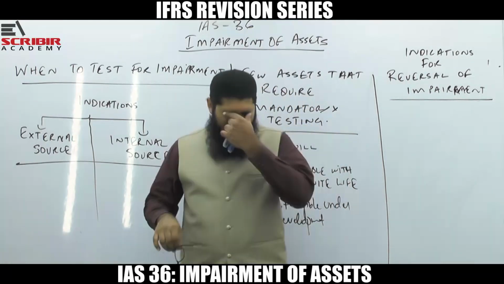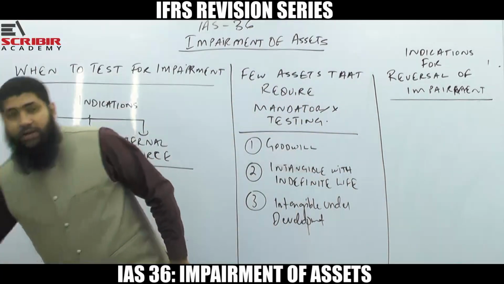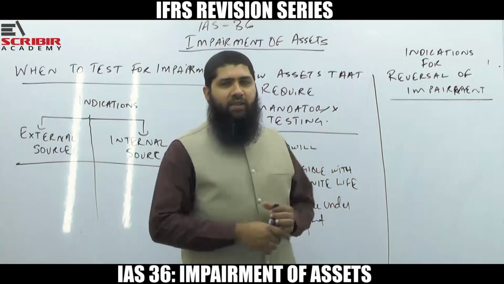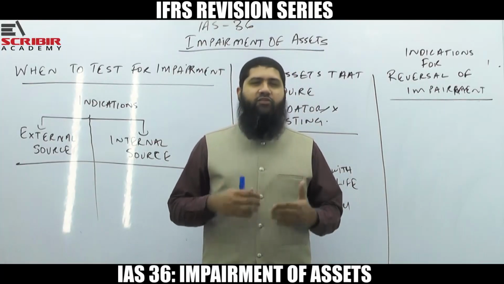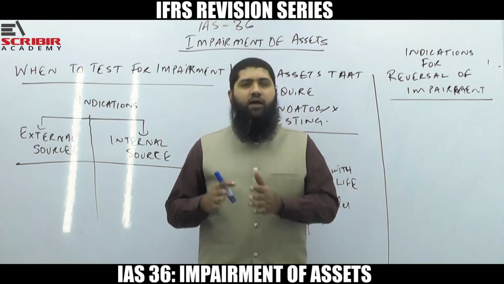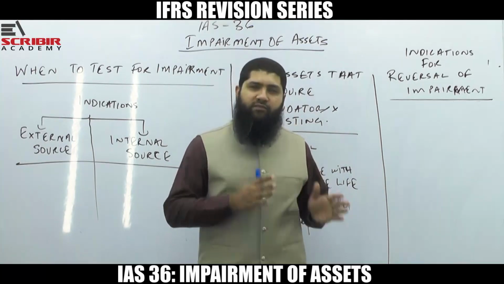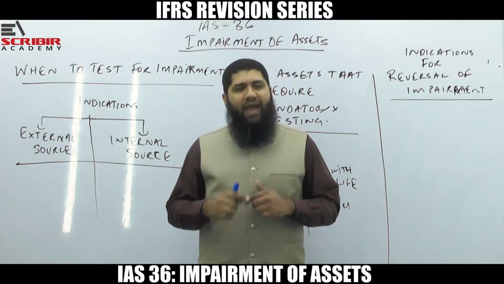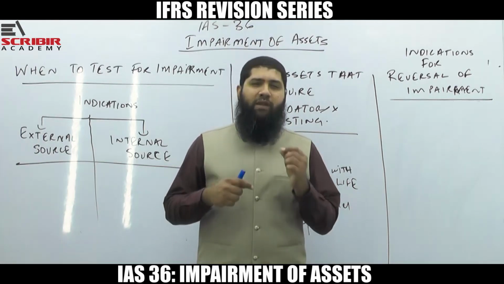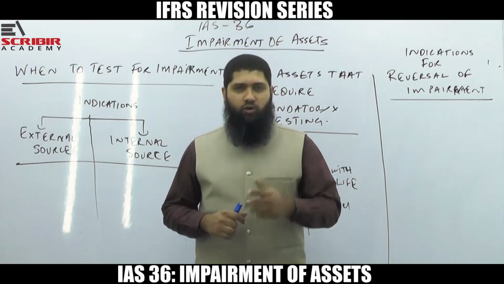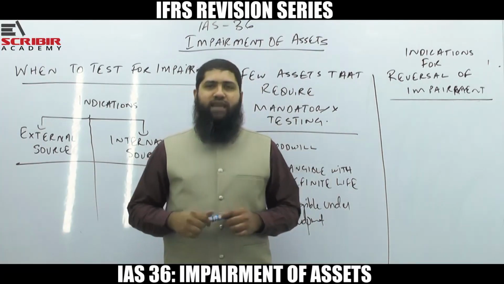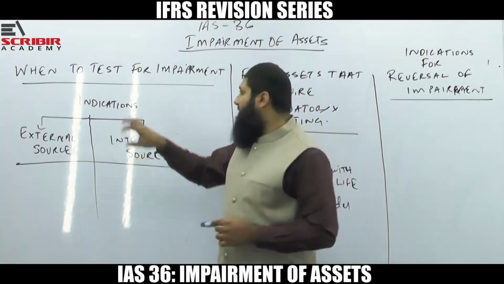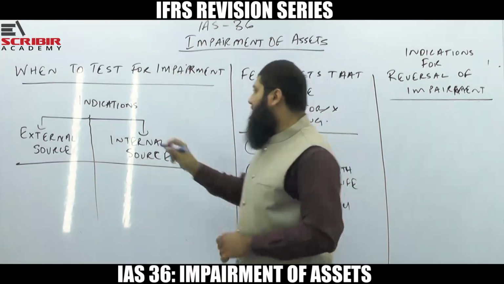Testing an asset for impairment would actually mean to test the calculation of the recoverable amount, which is the fair value less cost to sell or the value in use. Now, do we actually have to test an asset for impairment at each reporting date? The answer is no. So when do we have to test an asset for impairment?